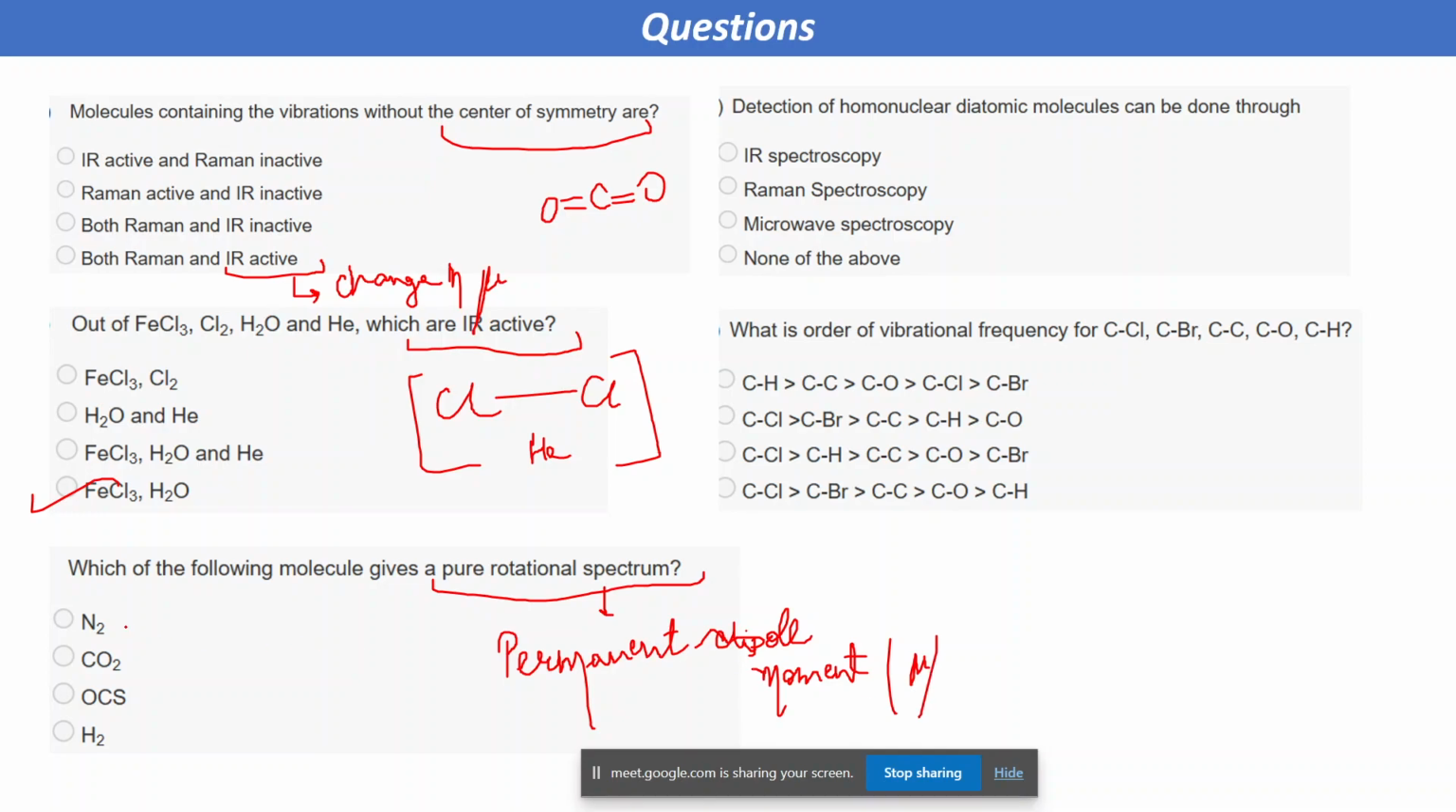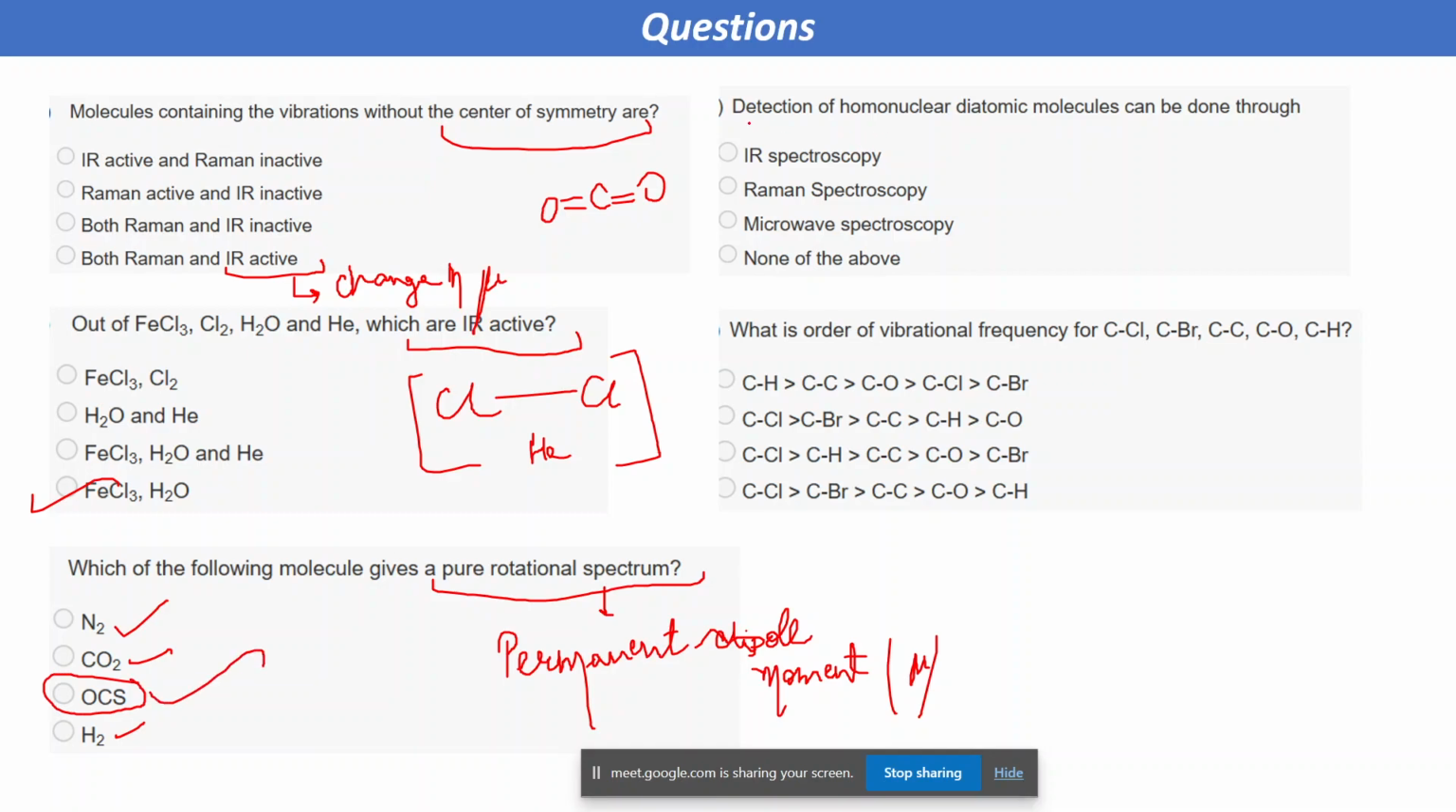While N2 doesn't have a dipole moment, CO2 is a centrally symmetric molecule, and H2 is a homoatomic diatomic molecule. So in pure rotational spectra, OCS will have a permanent dipole moment. So OCS will be the right answer.